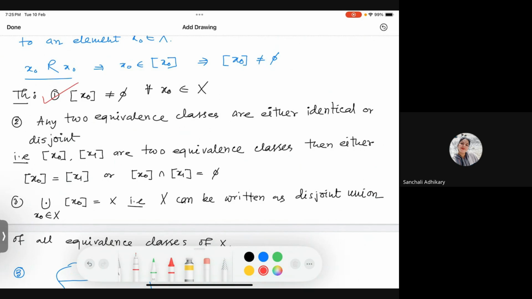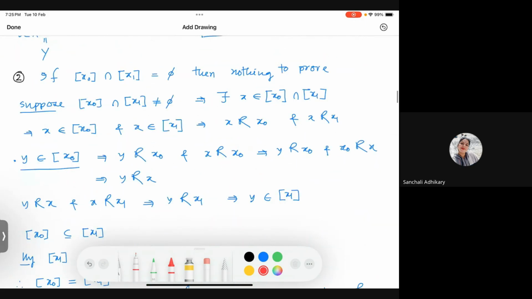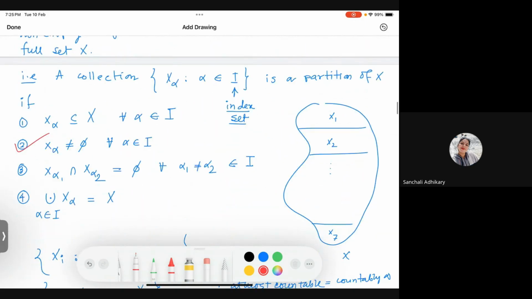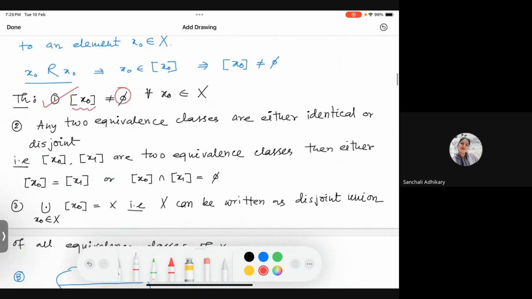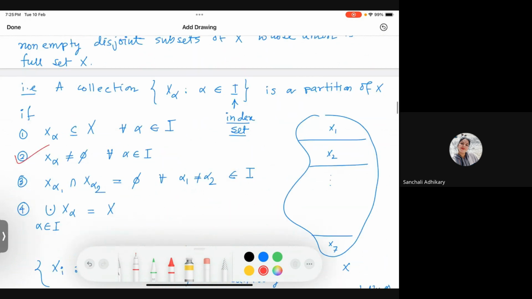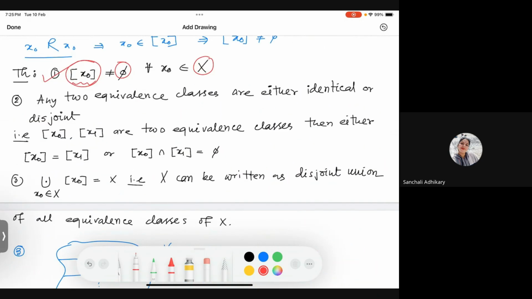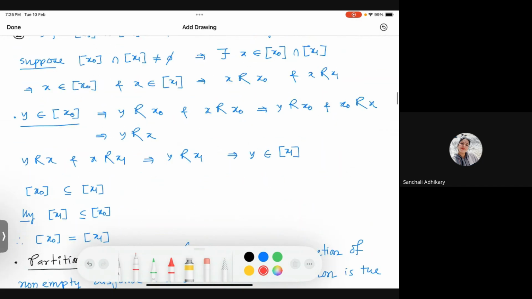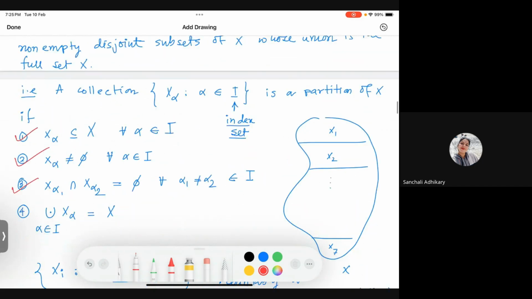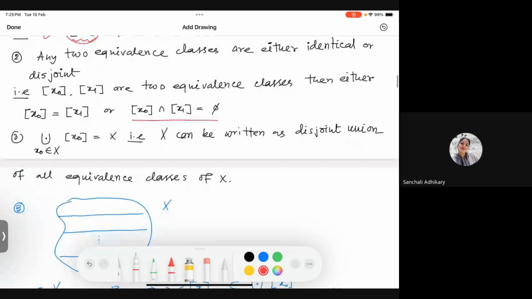If you take a class, then the class is non-empty, and every class is already a subset of X. This is the first property. If you take any two distinct classes, then the intersection is empty. This is the third property. And the fourth property, if you take the union, then you will get the whole set X. Okay, fine.